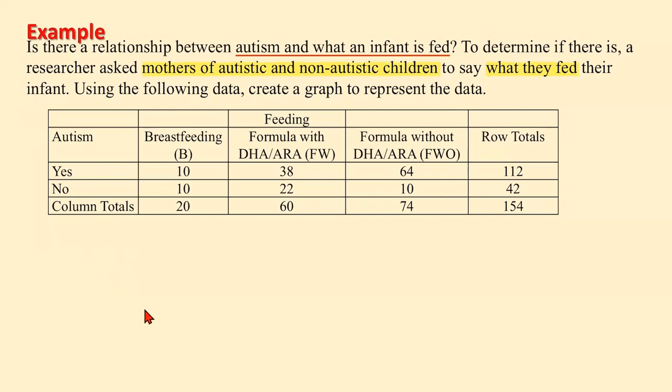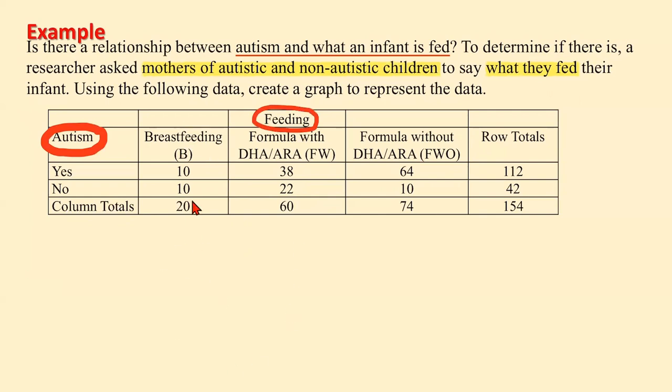And they have created a table here. You can see the first variable that they are observing is autism. Whether the kids have autism or not, yes or no. So one variable that is being observed here is autism. And the second variable that is being observed here is what they are feeding. Here is that, what they are feeding.